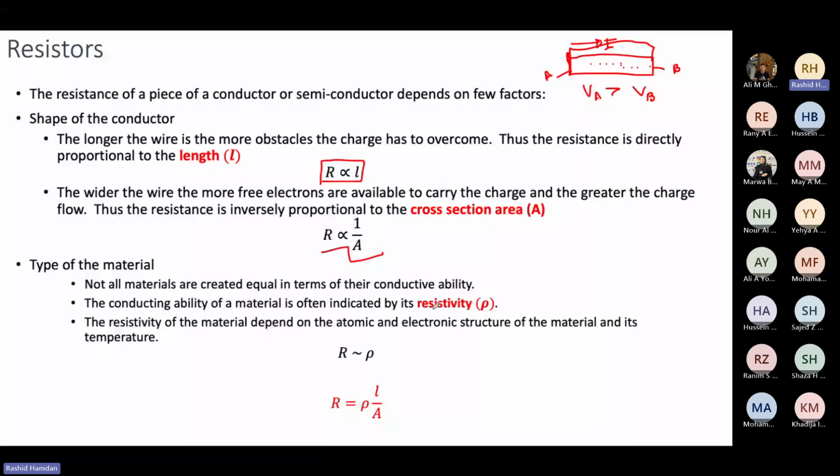So I give it the symbol rho, the Greek letter for R. It looks like a P in English, but it's actually pronounced R, so it has the R sound. So the resistivity of the material.